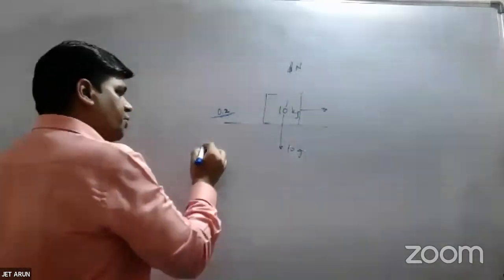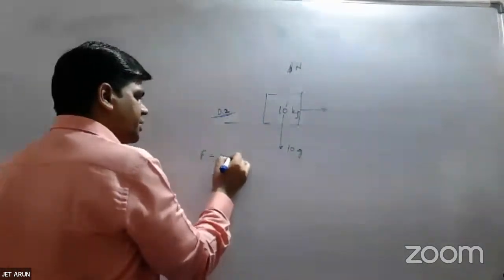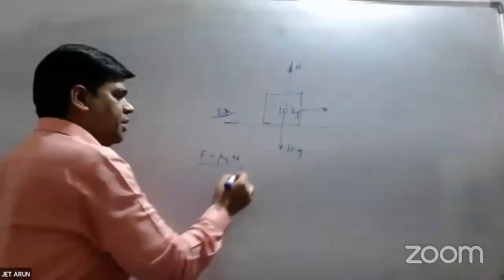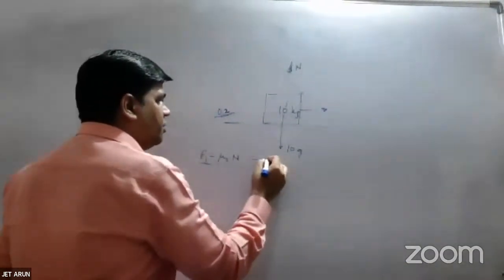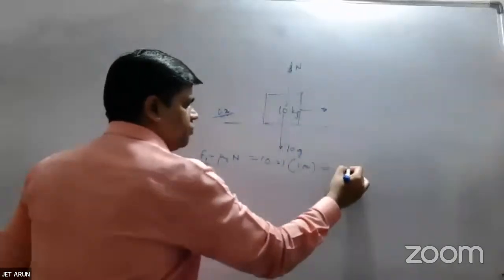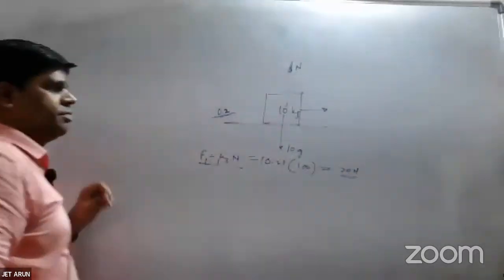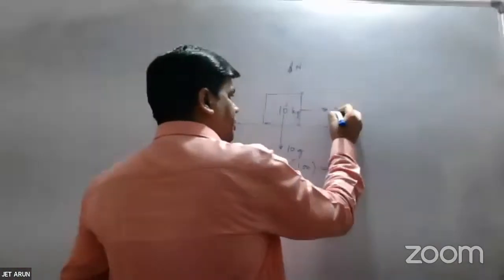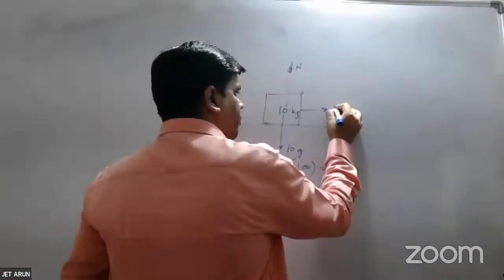So what is the limiting friction I told you? Limiting friction is mu s into N. If I don't mention mu s and mu k, that means mu s is equal to mu k. So limiting friction F l is equal to 0.2 into 100, which is 20 Newton. So limiting friction is 20 Newton. If I now apply 5 Newton's force, will the block move?